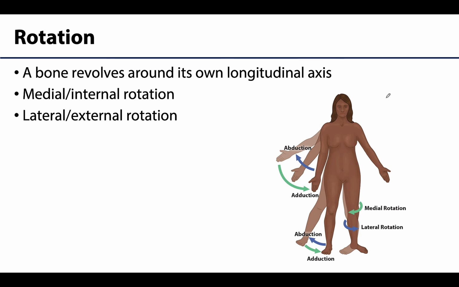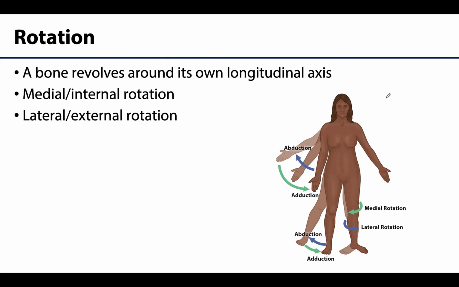Lastly, let's finish our discussion of movements with rotation. And rotation is typically the most difficult of the actions to conceptualize. Rotation occurs when a bone will revolve around its own longitudinal axis. I think one of the easiest forms of rotation to conceptualize is turning your head from side to side as if you are vigorously saying no to something. So think about turning your head from side to side. That is a form of rotation.